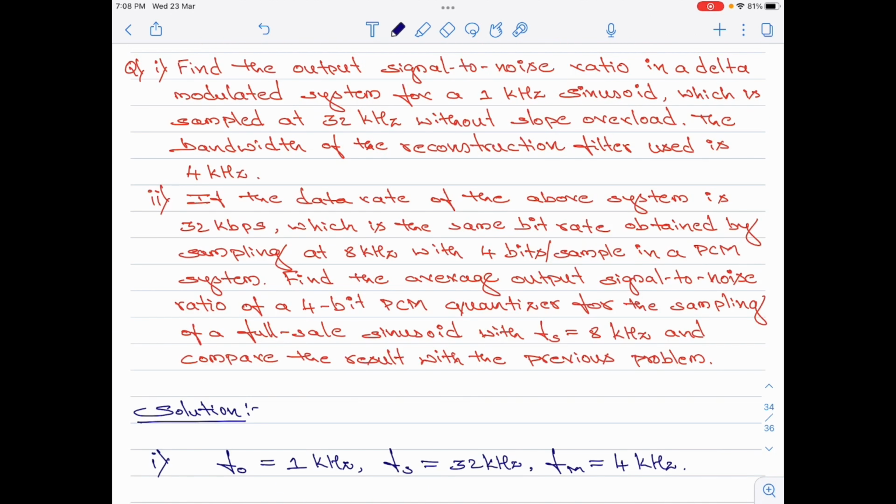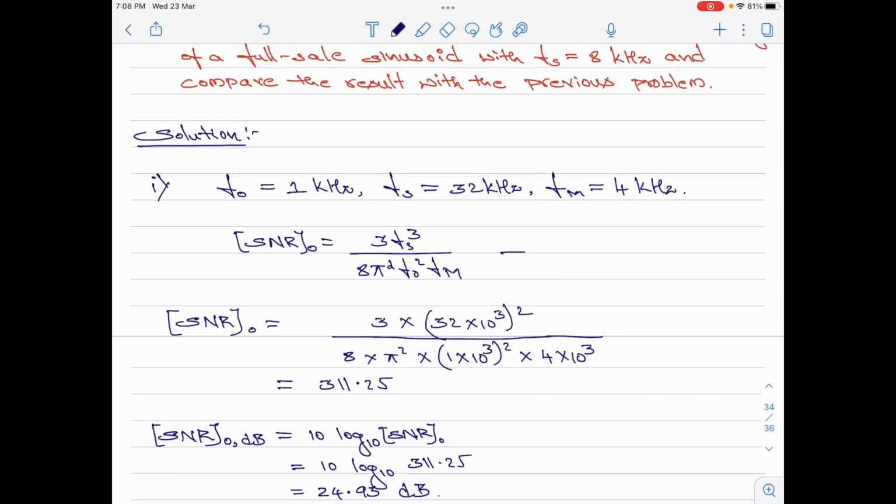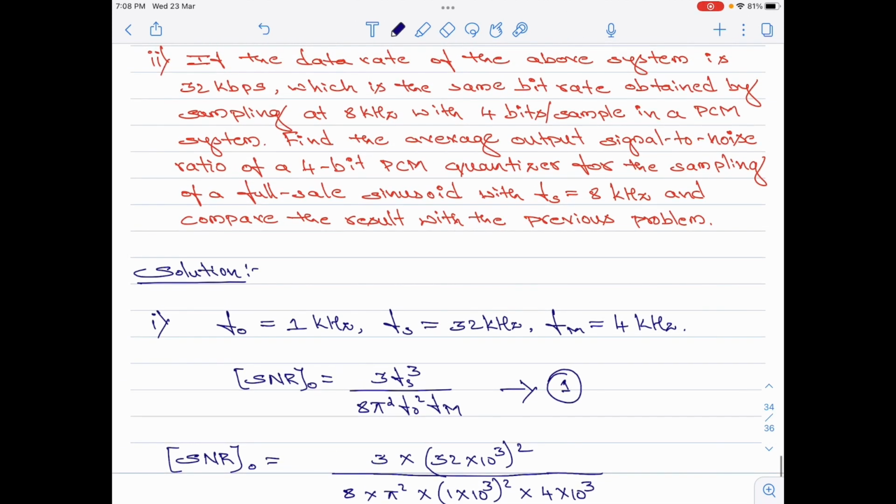You can come back and look at part 1 here. We are asked to find the signal to noise ratio of a delta modulated system under the condition of no slope overload. That is why I used this equation. Let me call it equation 1. Right, part 1 of the numerical is done. Let us now move on to part 2.